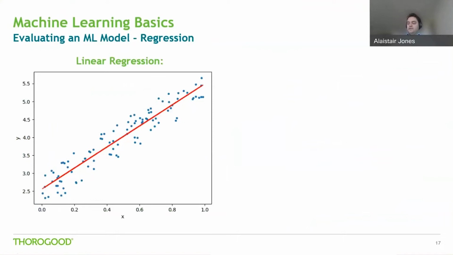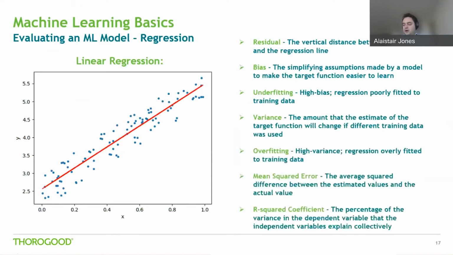On the left-hand side of the screen here is a basic linear regression model that is fit to data. The vertical distance between data points and the regression line is called the residual. How we evaluate a regression model is essentially to calculate the mean squared error and R-squared coefficient. These are different measures that describe how effectively our regression model predicts values.